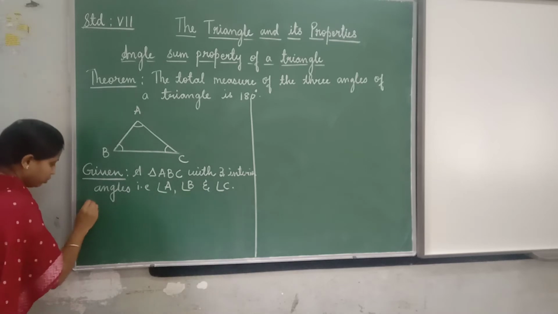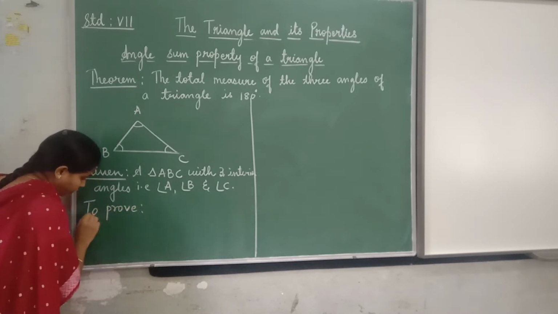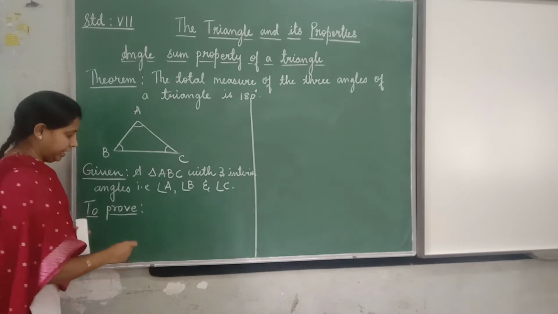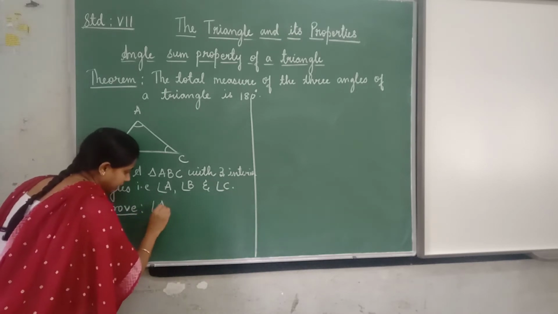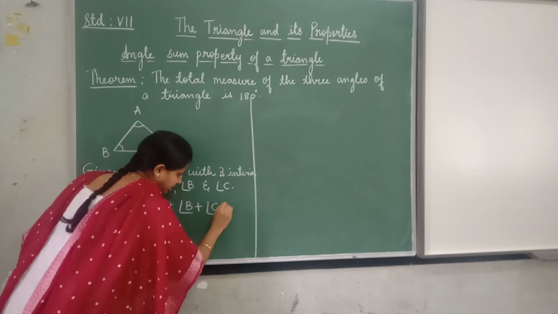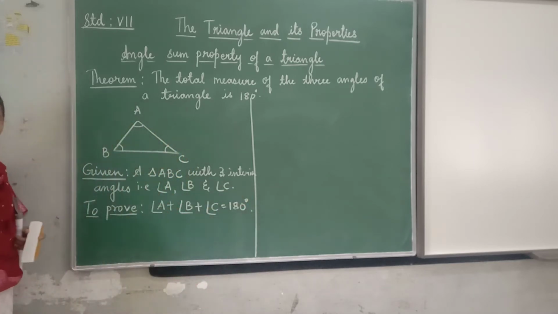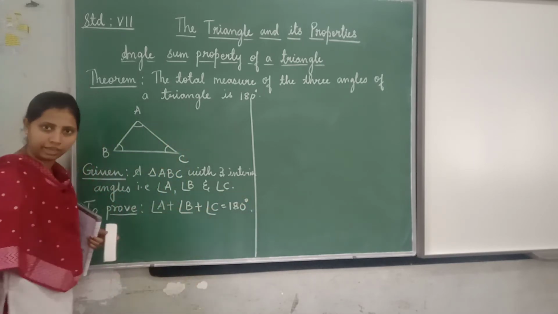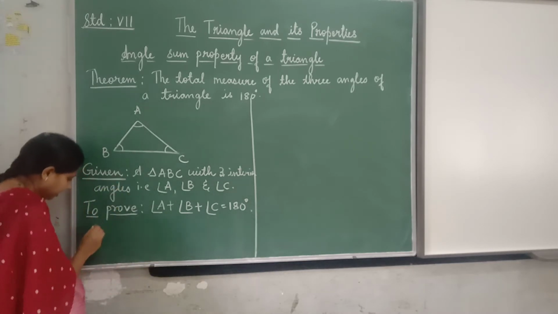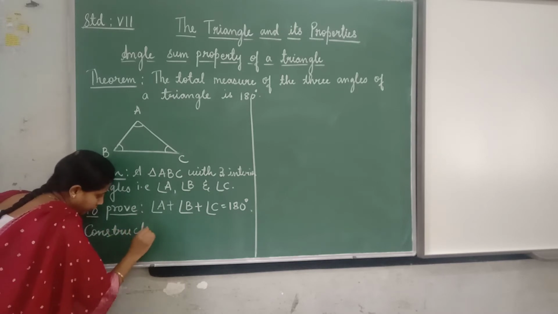Now, children, what do we have to prove in this theorem? To prove: the sum of the three angles in a triangle is 180 degrees. So, to prove is angle A plus angle B plus angle C equals 180 degrees. Now to prove this, we need a construction. So what is the construction that we are going to do here?